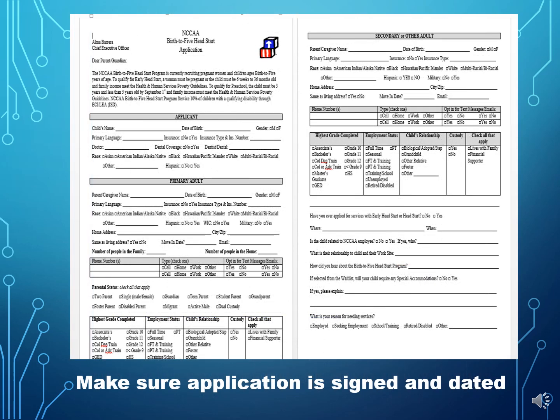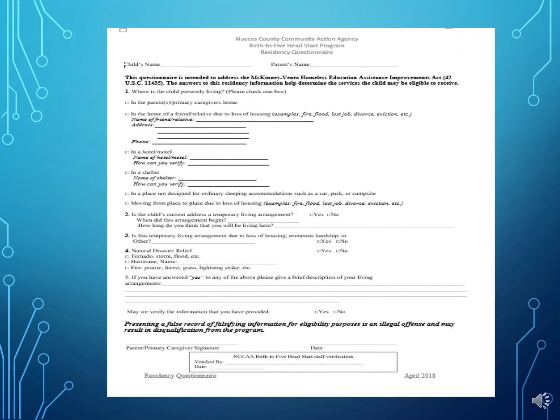Then we have here the application, our NCCAA Birth to 5 Head Start application. Remember that on the application, whether it's the Spanish application or the Expecting Moms Program application, they must be signed and dated. We have a residency questionnaire that is also required to be filled out by the parent. Remember, the parent will need to sign and date, and the staff who actually assisted the parent with the application process must also sign and date the residency questionnaire. This is to be filed as well.